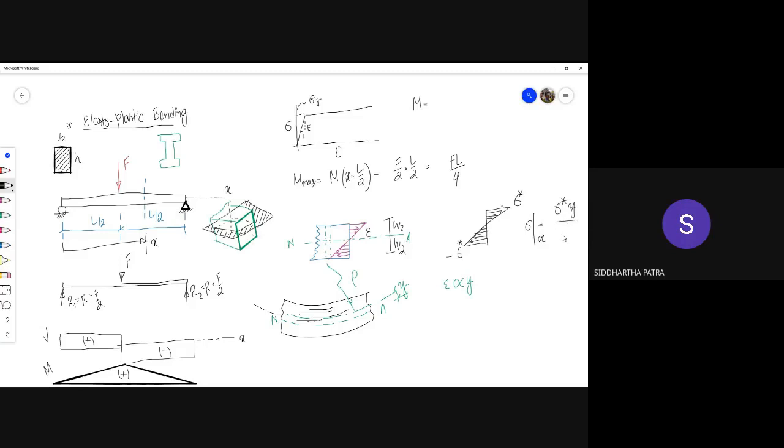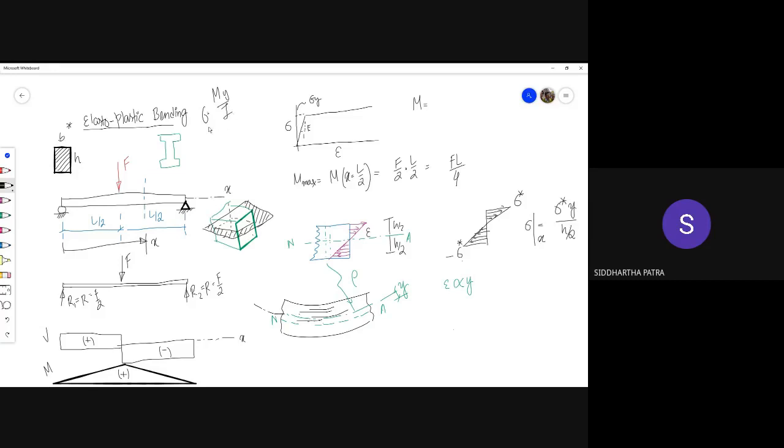By h by 2. Yes, you're saying something. We will not use that equation, the bending moment equation, that sigma by y is equal to M by I. Yes, I know you know the formula: sigma equals My by I.